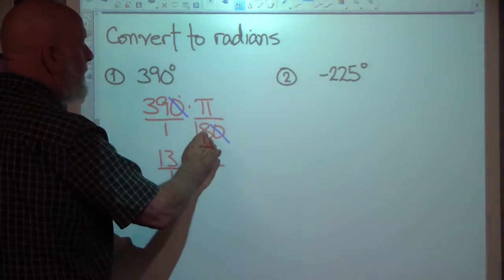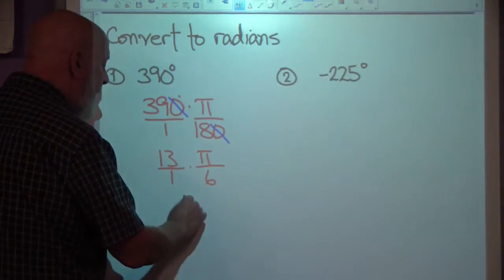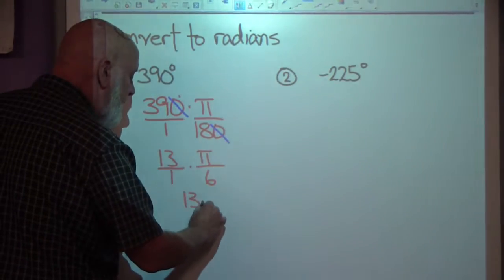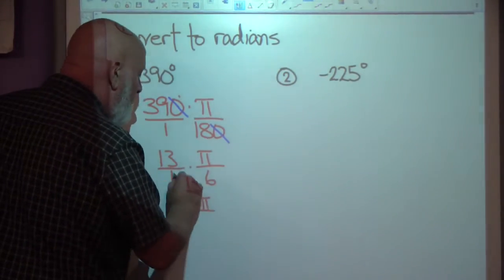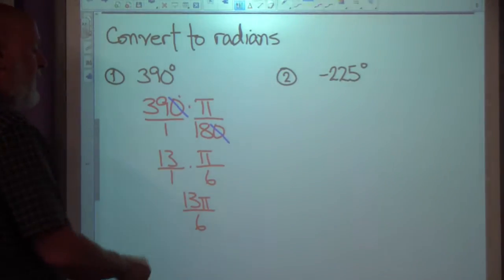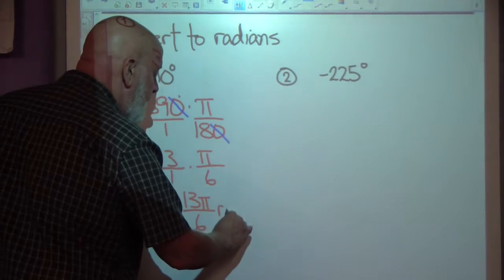Dividing this by 3 is 6. And if we multiply, that won't reduce any further. 13 times pi is 13 pi. 1 times 6 is 6. So 390 degrees is equal to 13 pi over 6 radians.